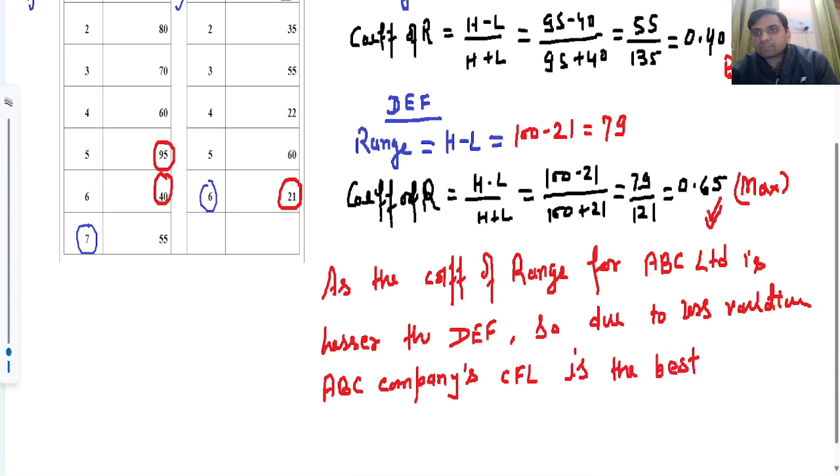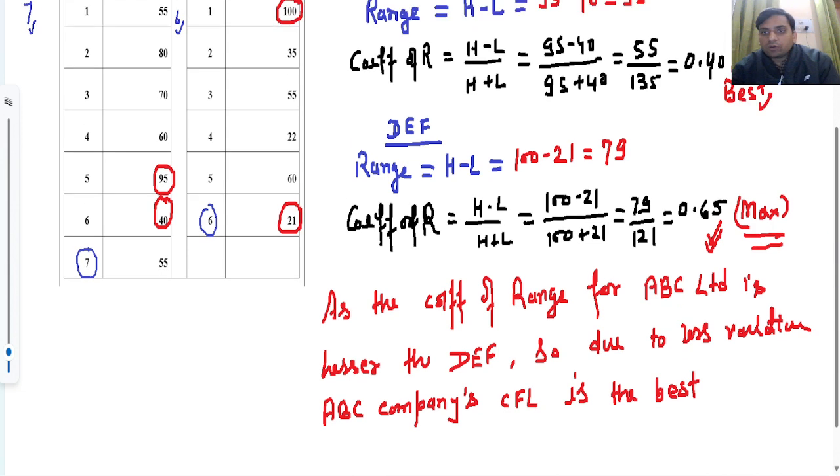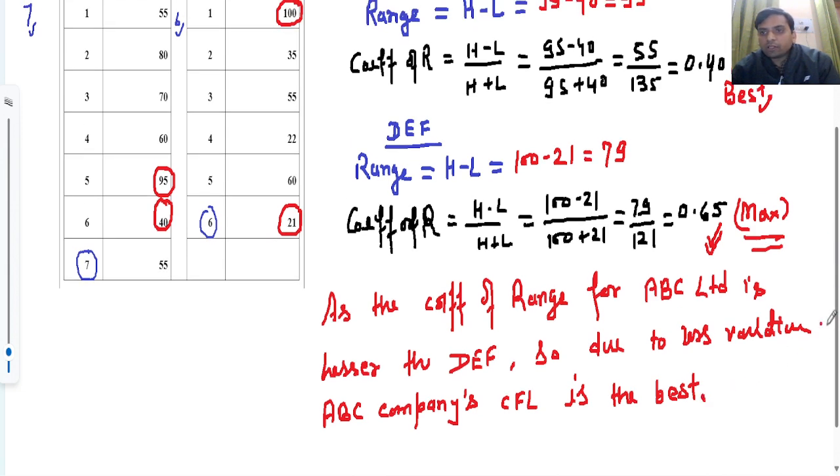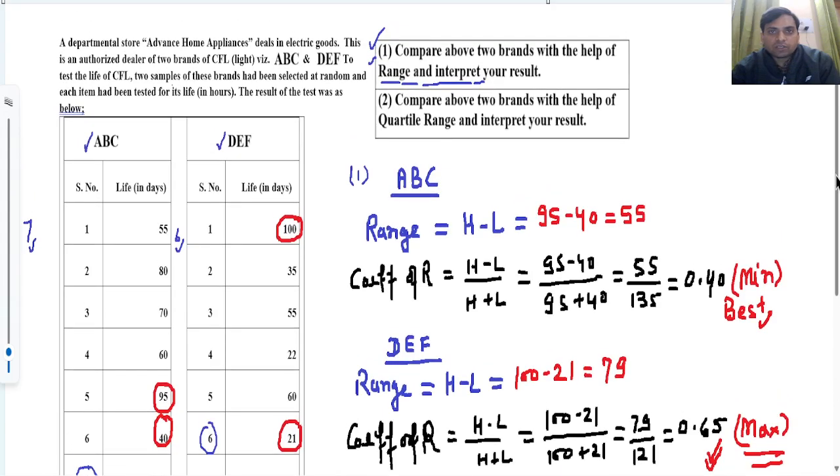Because of less variation. Sometimes the question may be which one is more risky. So always which has maximum variation, this is more risky. So this is the concept according to coefficient of range. We can compare on the basis of coefficient of range. Now in the next lecture, we will see how we can compare on the basis of quartile range.